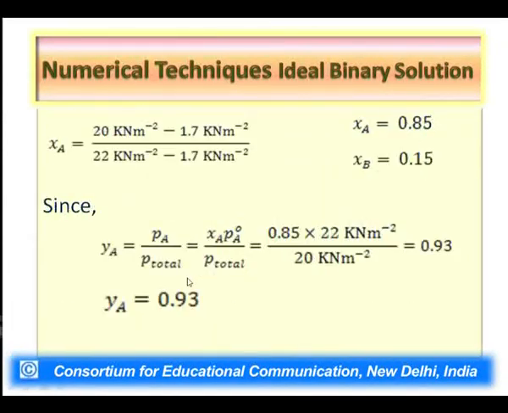So, we can easily calculate small xa, and small xa comes out to be 0.85 and small xb equal to 0.15. Now, in order to determine the composition in vapor phase, we get Pa by P total according to Dalton's law of partial pressure. So, ya equal to xa Pa naught divided by P total. xa we have just calculated as 0.85, into Pa naught divided by P total, which is given to us. So, 0.93 becomes the composition in vapor phase.